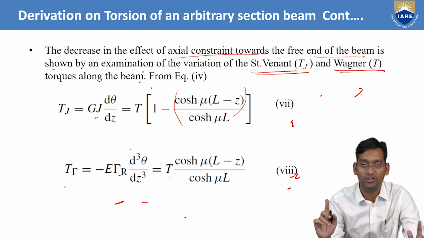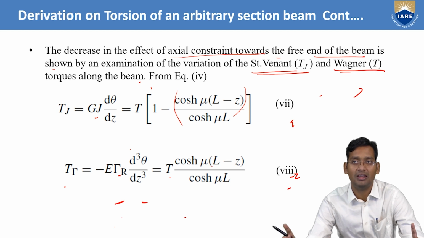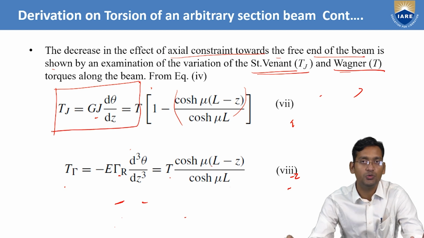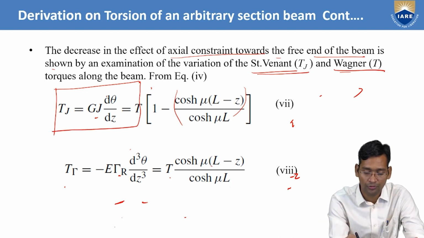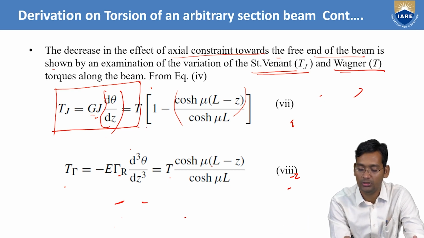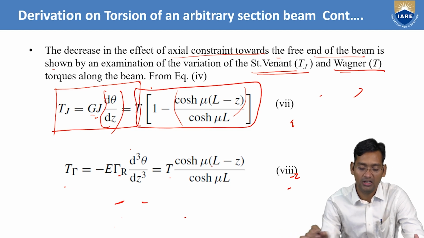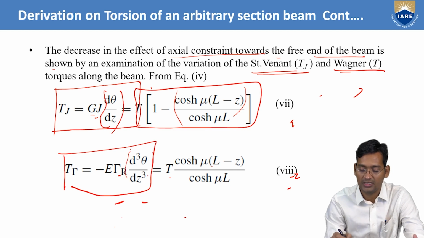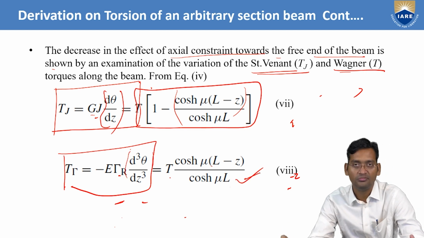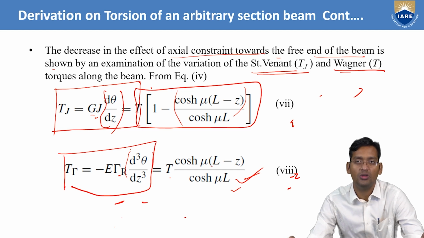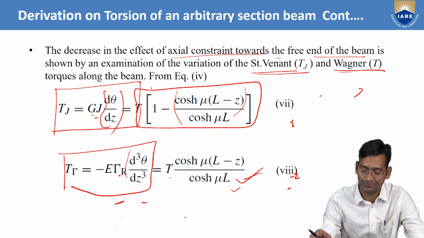The total torque is the sum of Saint-Venant and Wagner torque. What will the Saint-Venant one be? T_SV is GJ into dθ/dz. Just put in the value of dθ/dz, the rate of twist. GJ will get cancelled, and finally you will get T equals this. Similarly for the Wagner one, this is the Wagner formula. Put in the value and you will get the Wagner torsion equal to T into cosh μ(L minus z) by cosh μL.